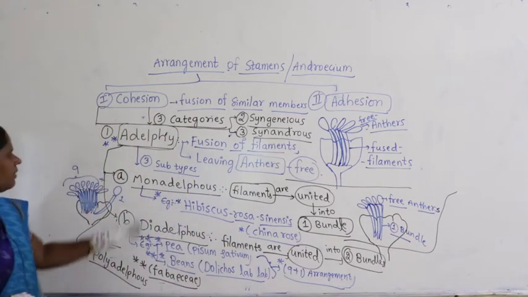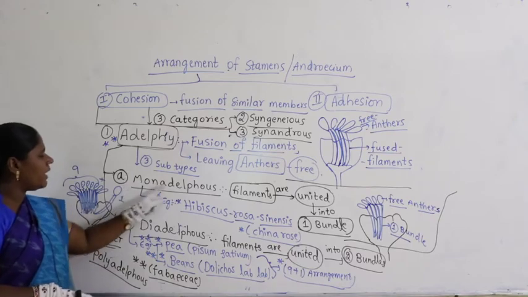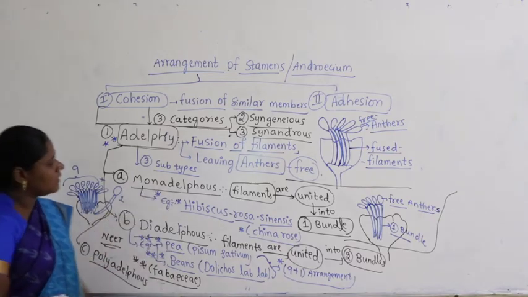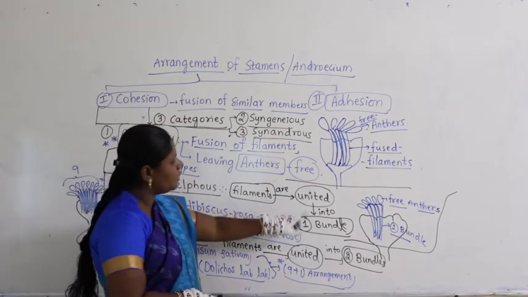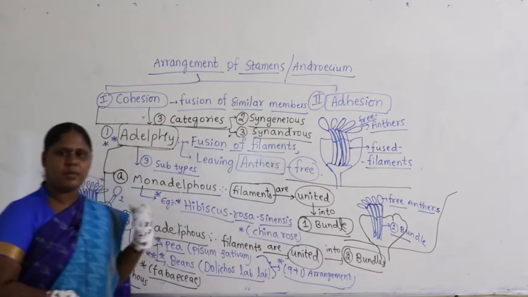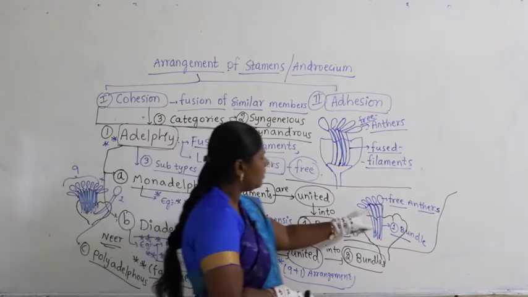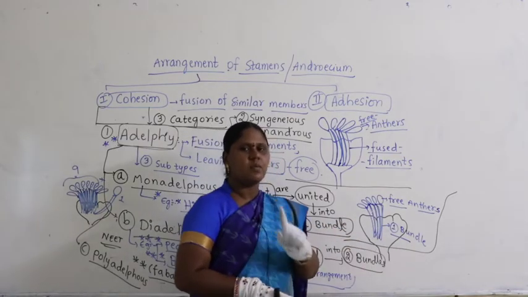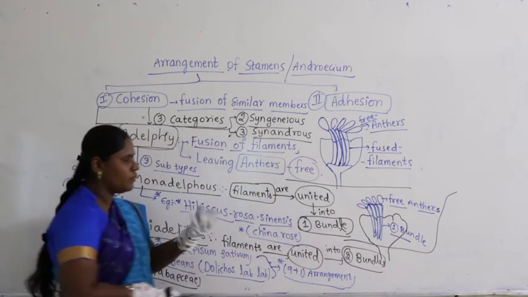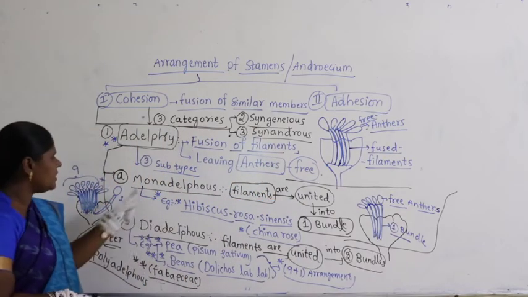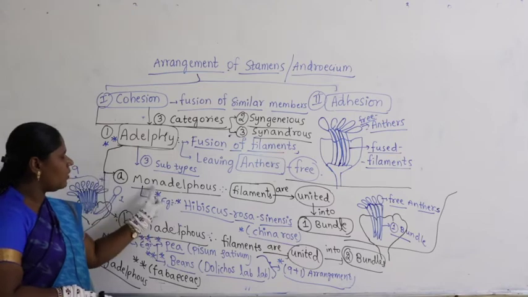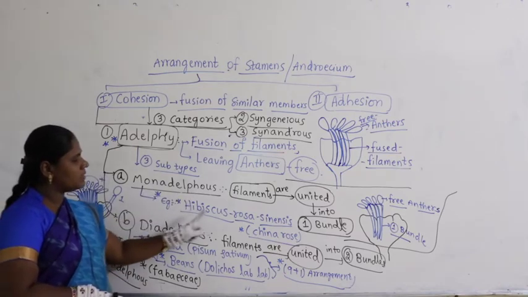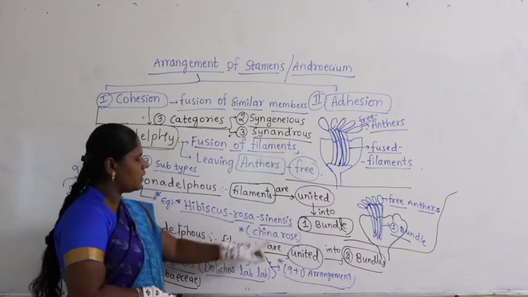Adelphi is further divided into 3 subtypes. Monadelphous, Diadelphous, and Polyadelphous. Now when you take the Monadelphous, in this filaments are united into one bundle. All filaments are joined together and they form only one bundle with the fused filaments. Mona means one, Delphus means one bundle. Where do you find? Hibiscus rosa sinensis, China rose.